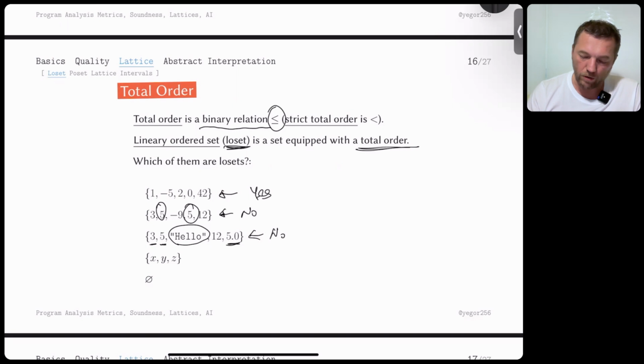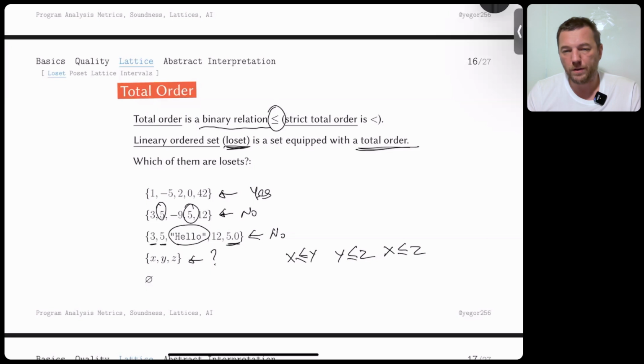This one, it's a question. I don't know. X, Y, Z, do we know how to compare them? Do we not know? I don't know. It's unclear to me. So it depends on whether this binary relation exists, whether it's defined somewhere. If, for example, we define it and say X is less than Y, and Y is less than Z, and X is less than Z, then probably that's it. Yeah, that will be enough. So if we define these relations, and this is true, this is true, this is true, then this is a low set.